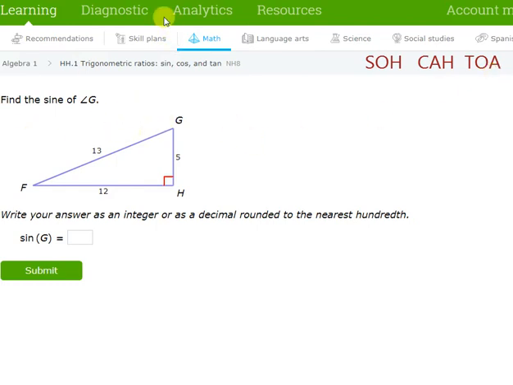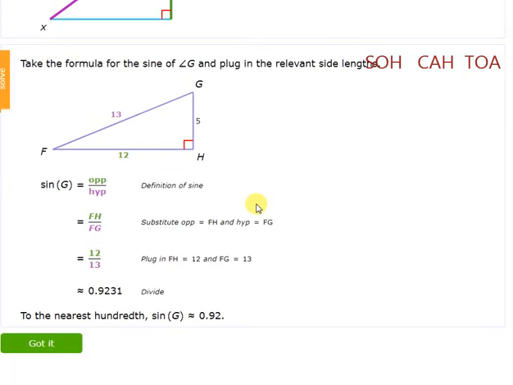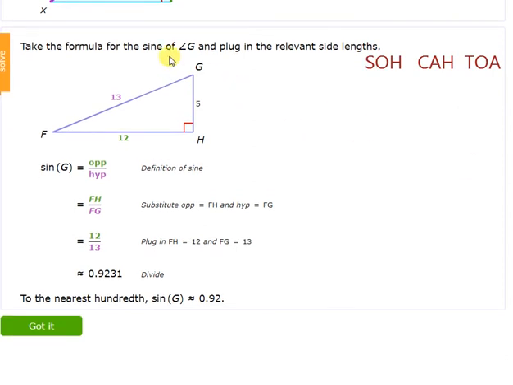Okay, now you're supposed to find the sine of angle G. So here we have angle G. Let me just give the wrong answer and the explanation will follow for you. According to this, what are you supposed to find? You are supposed to find sine.